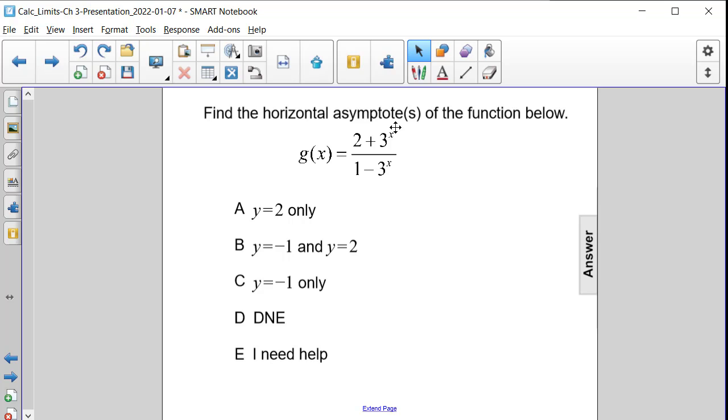Find the horizontal asymptote or asymptotes of the function below. G of x is equal to the quantity 2 plus 3 raised to the x power, all divided by the quantity 1 minus 3 to the x.